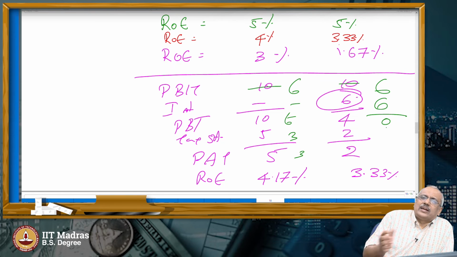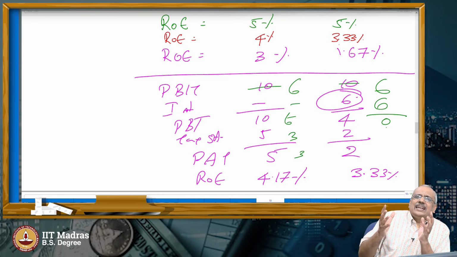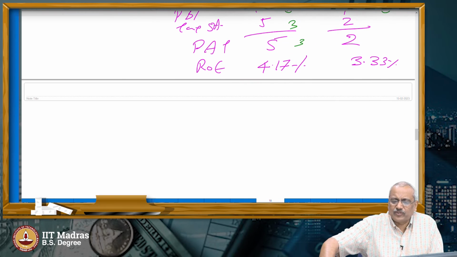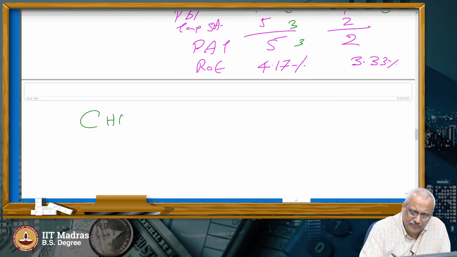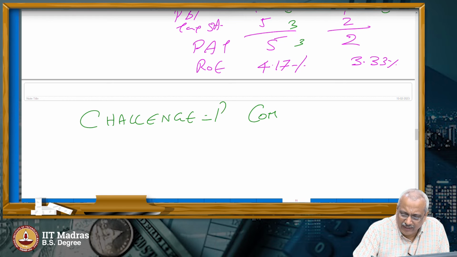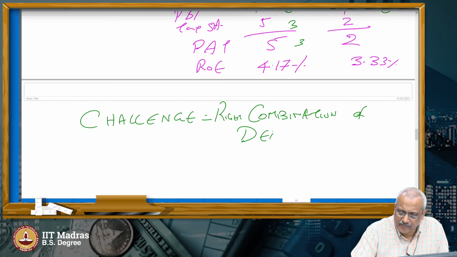So sir, we will go for all debt, we will not go for equity. Debt means borrowing, and somebody has to be an owner. So what is the challenge? The challenge is to have the right combination of debt and equity. That is what we call the challenge: to have the right combination of debt and equity.